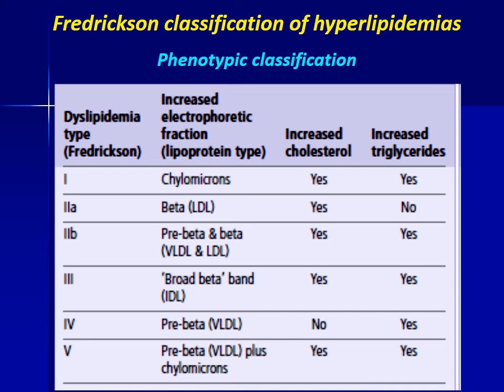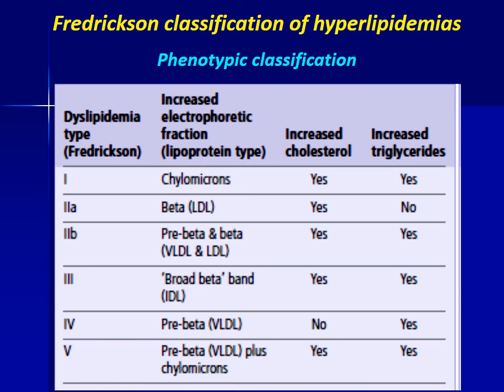Dyslipidemia type 1, the increased electrophoretic fraction, chylomicrons. Both cholesterol and triglycerides are increased. Type 2A, the increased electrophoretic fraction is LDL, increased cholesterol, and there's no increase in triglycerides. The type 2B dyslipidemia, the increased electrophoretic fractions are VLDL and LDL. Both cholesterol and triglyceride are increased.